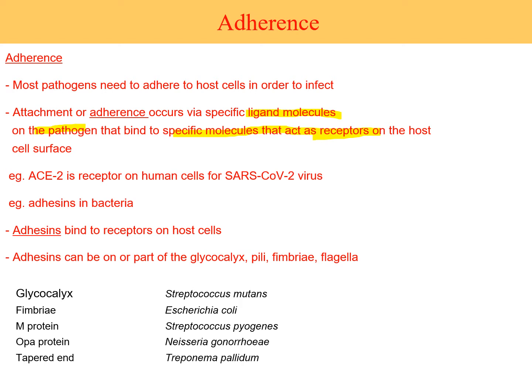Okay, and as I said, for the SARS-CoV-2 virus, the receptor on human cells is the ACE2 molecule. ACE stands for angiotensin converting enzyme. This is not the same one that you learned about when you learned about the renin-angiotensin system, where angiotensin 1 is converted to angiotensin 2 in the lungs by angiotensin converting enzyme. That is ACE1. Here we're talking about a similar enzyme, but it is ACE2.